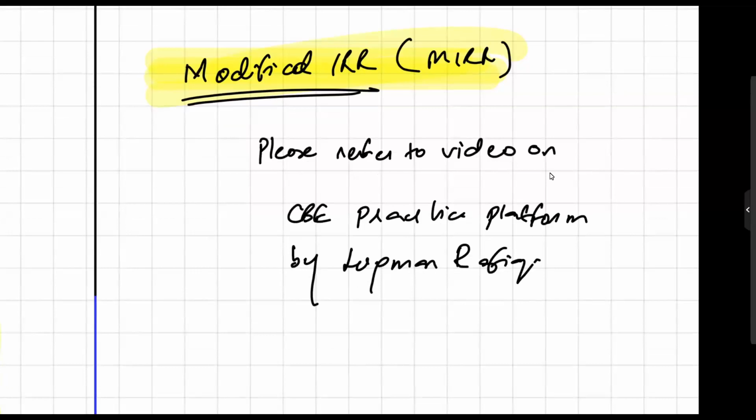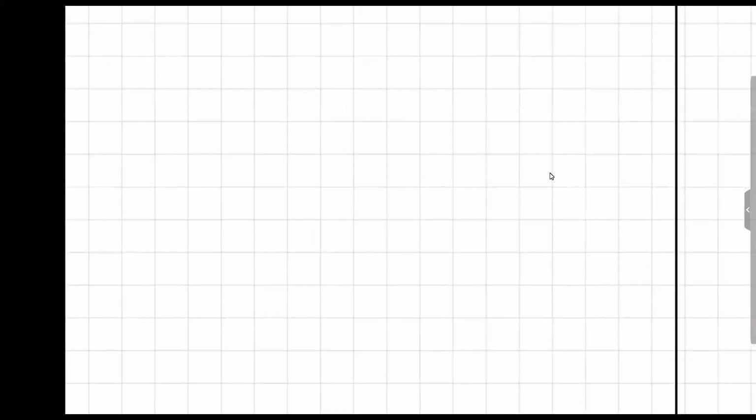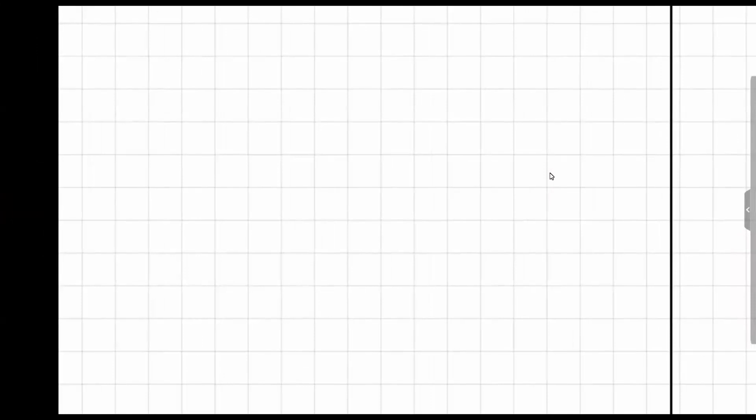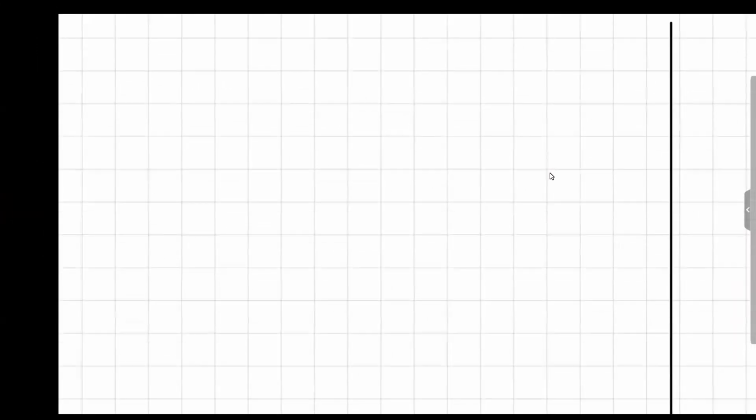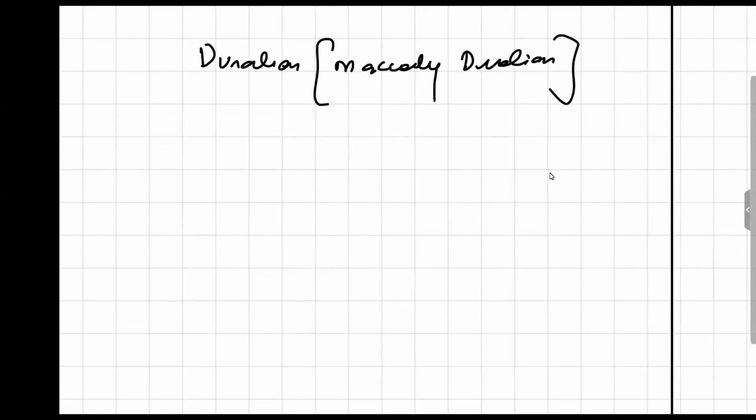So the modified internal rate of return is another area which you should focus upon. Now let's move a bit forward and discuss further. There's another area in the syllabus, and that is called the duration. The duration is also called the Macaulay duration.